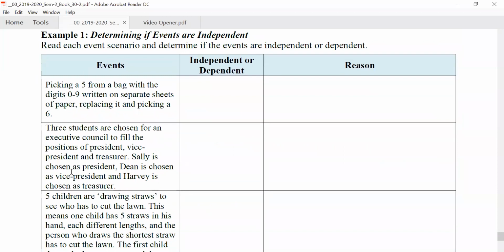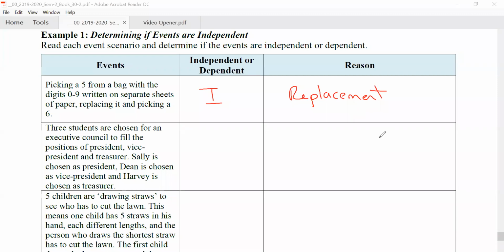Okay, I want you to hit pause. Read example 1, hit pause, answer the questions, and see if you can tell me if these things are independent or dependent. And when you're done, resume the video. I'll see you soon.